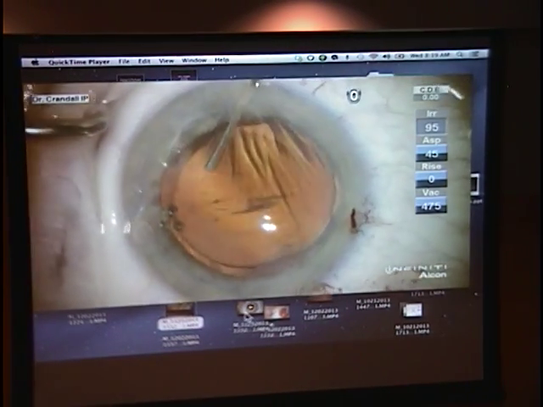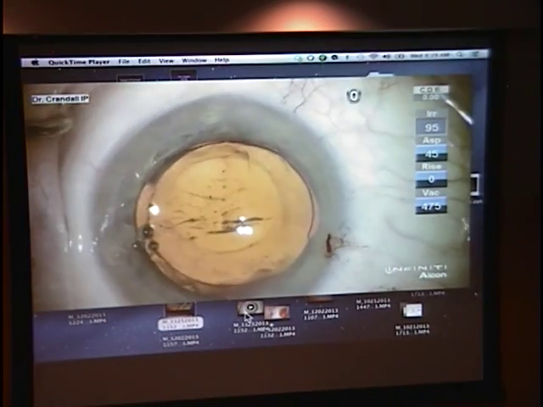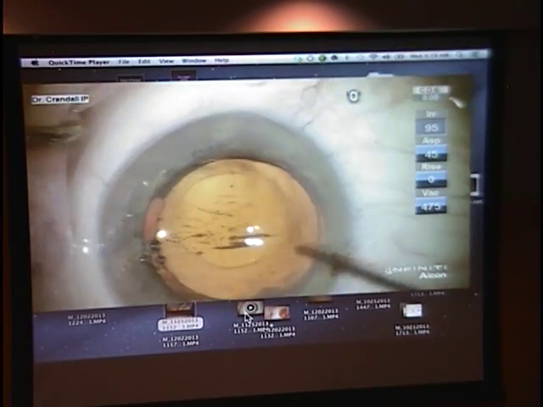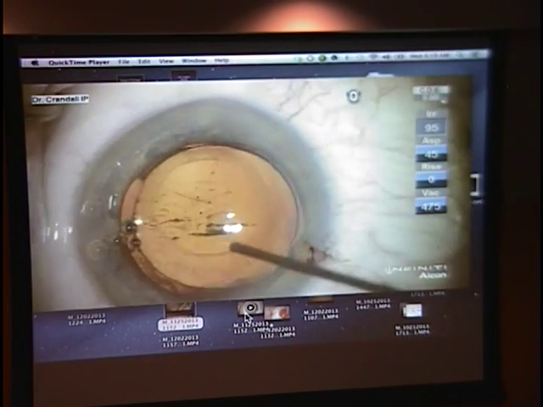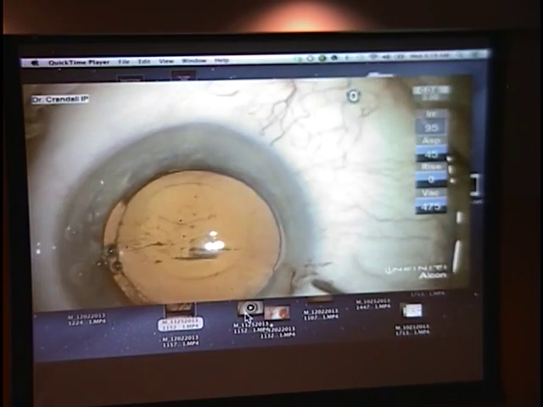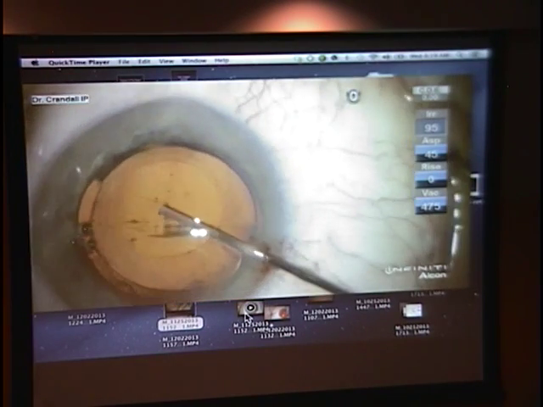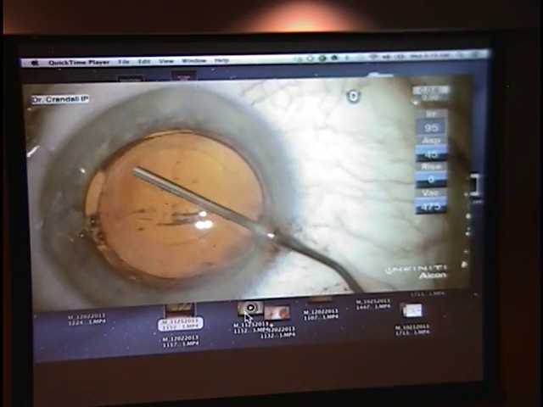That's always been an argument. I use Viscoat to protect the cornea, and then I use a cohesive because I think they're easier to get around, to dissect out the capsule. So in this case, I think I'm using Viscoat or Discovisc.